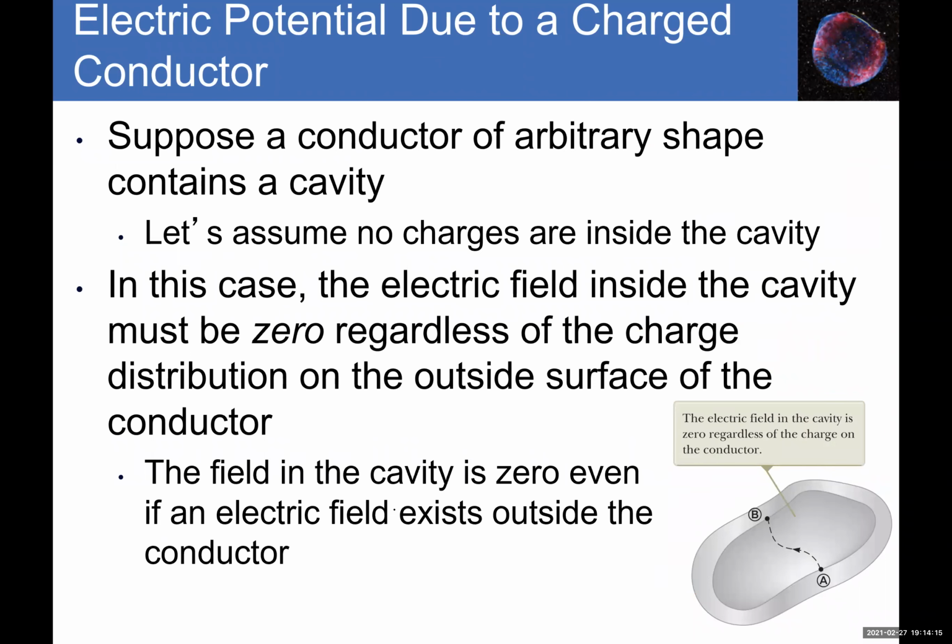All right, so we can also have a conductor with a cavity. Suppose we have a conductor of arbitrary shape that contains a cavity. Let's assume no charges are inside the cavity. In this case, the electric field inside the cavity must be zero, regardless of the charge distribution on the outside surface of the conductor. The field in the cavity is zero, even if an electric field exists outside the conductor. That means regardless of what you have here, there's a zero.